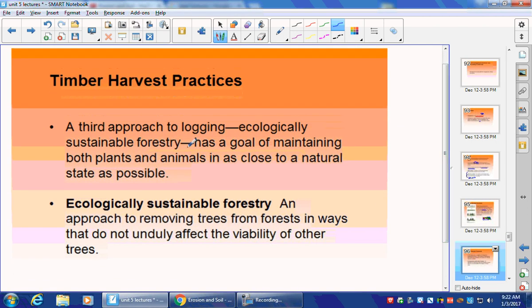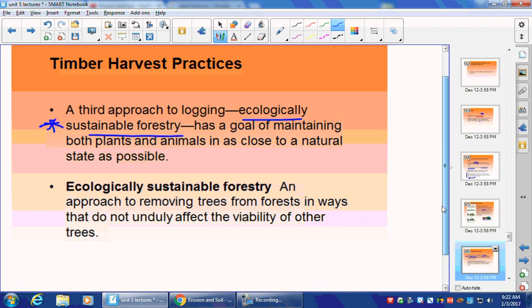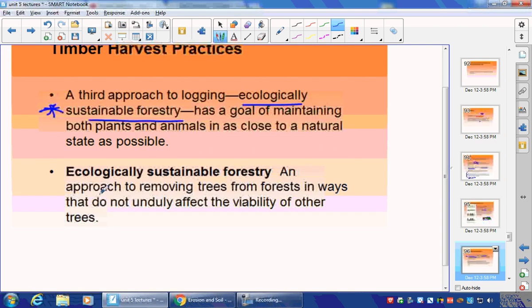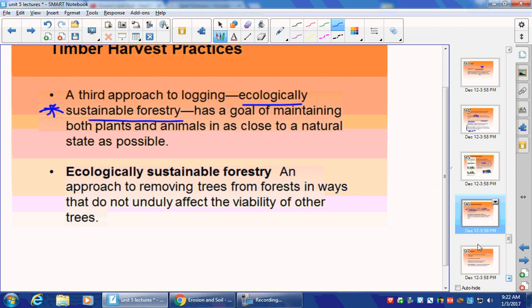Okay. The third approach to logging, ecologically sustainable forestry. Obviously want to know this one, right? It has a goal of maintaining both plants and animals as close to a natural state as possible. Ecologically sustainable forestry is an approach to removing trees from forests in ways that do not unduly affect the viability of other trees. So let's look at what that means.